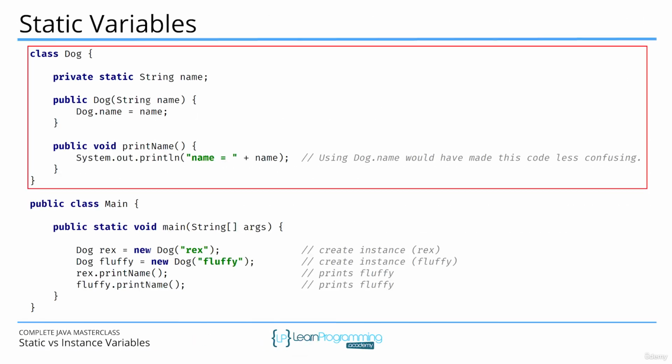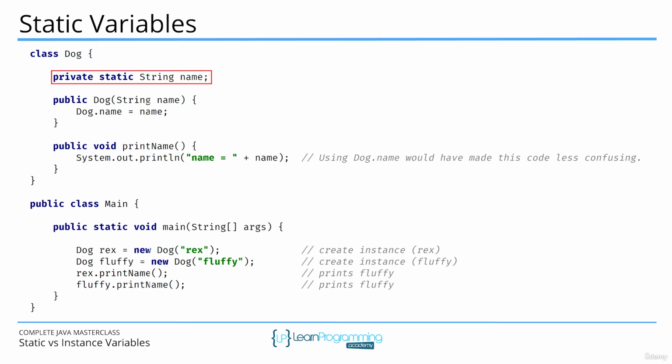In this example, I've got a class called dog, and it's got a static variable called name. There's a constructor that sets the static variable to the parameter value passed to the constructor. And I've got a method called printName, which isn't static.